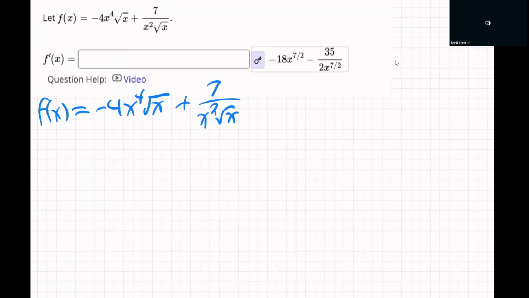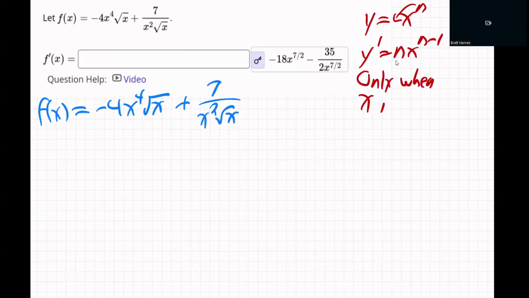Okay, so now we have the power rule, right? Which says if you have some kind of function, y is x to the n, you can take the derivative: the power comes down, you subtract 1 from the power. That's called the power rule. That's great and all, but this is only when x is in the top, and also not in a root. It's got to be in the top and it's got to not be in a root.